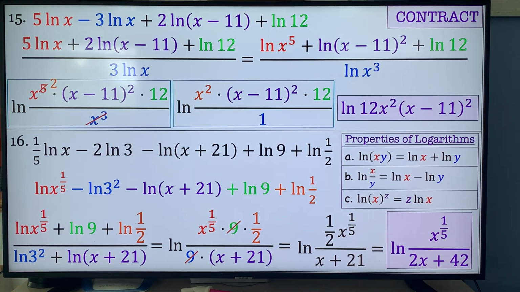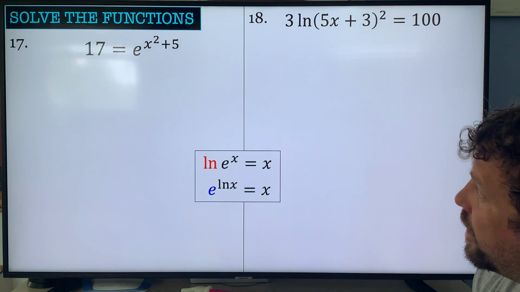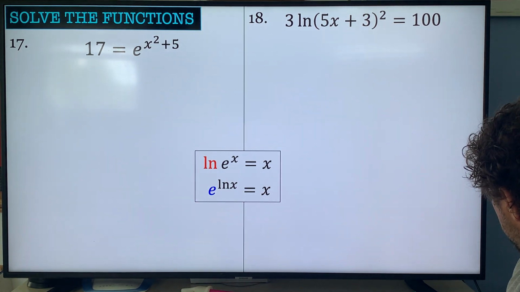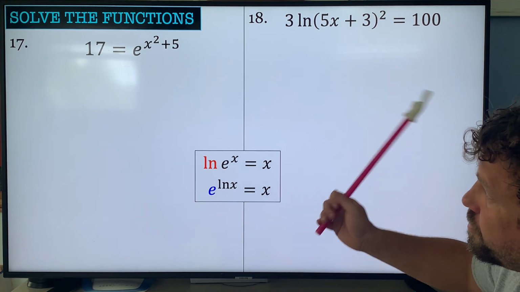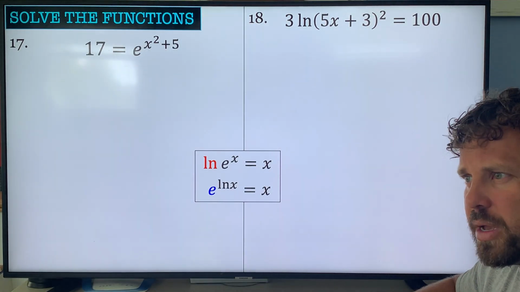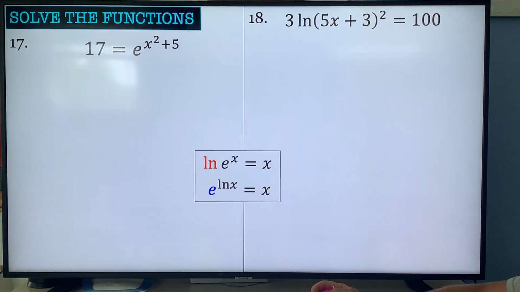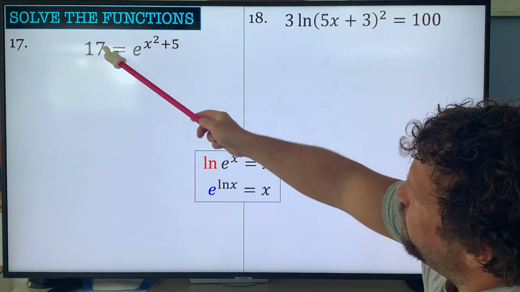All right, let's move on. Last 2 problems. Yes, there's only 18. There should be 20, but it is what it is. Solve the functions. This was a quick little end of our thing. Maybe I should give you some more problems with these if I have more time.